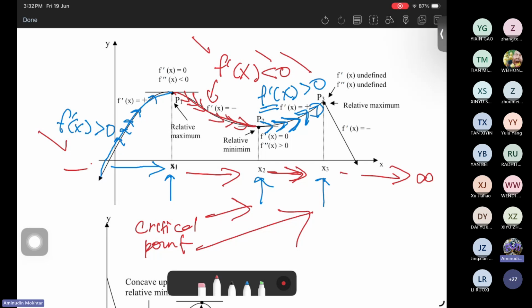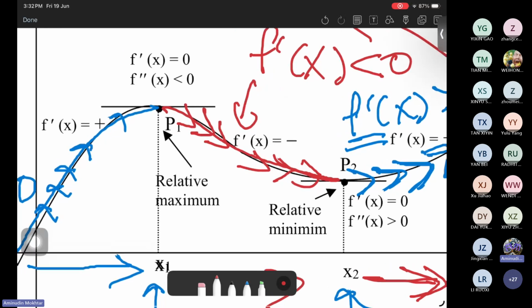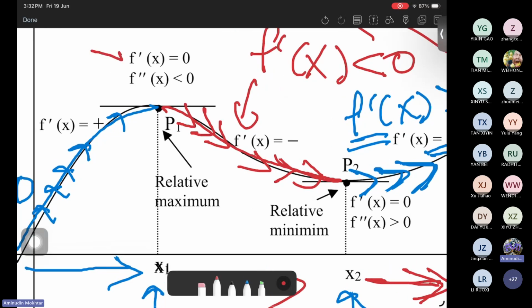So now at this point, what happened? Let's say at x1, the first derivative is 0. The value of the slope of the tangent line is 0. That's why we can draw one line here. As you can see, we can draw the horizontal line. For the horizontal line, the slope is equal to 0. The first derivative is 0.